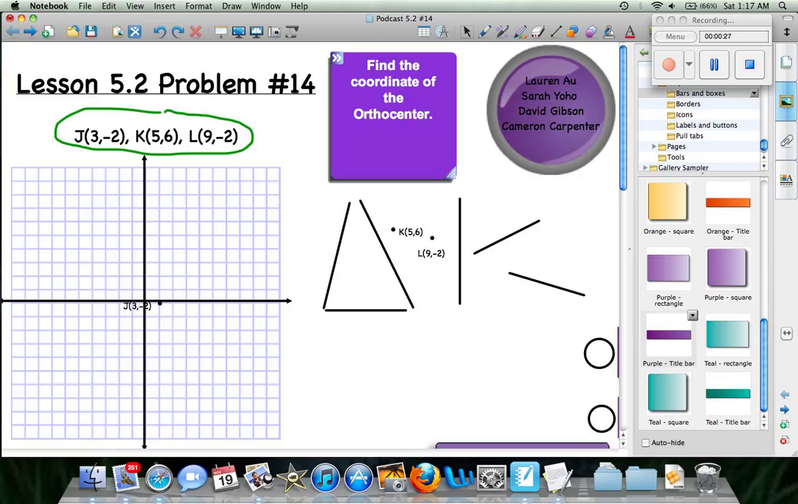So first we want to plot J. We're going to count 3, 1, 2, 3, and then down 2. And then we're going to plot K, which is at (5, 6). So we're going to count 5: 1, 2, 3, 4, 5. And then up 6.